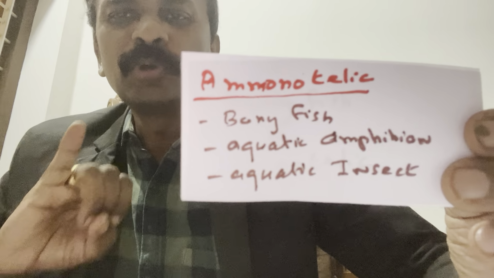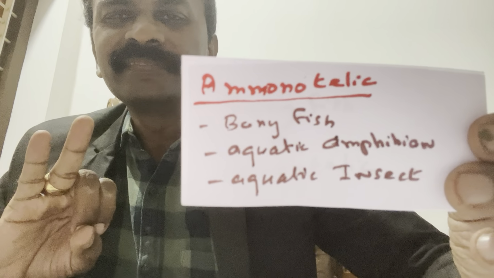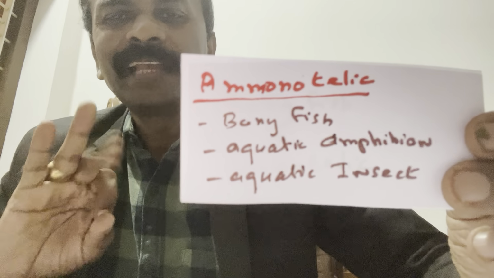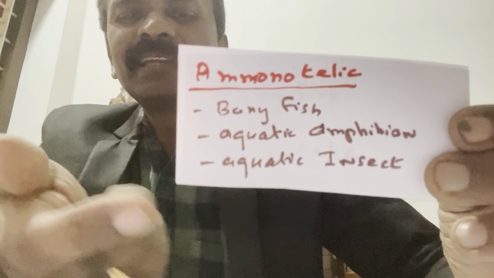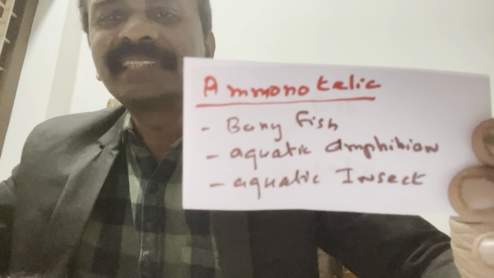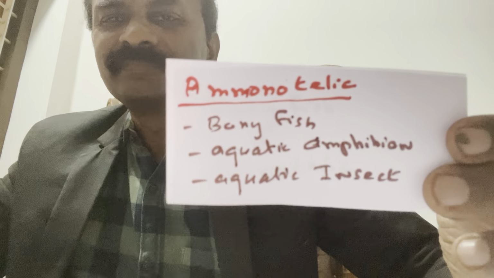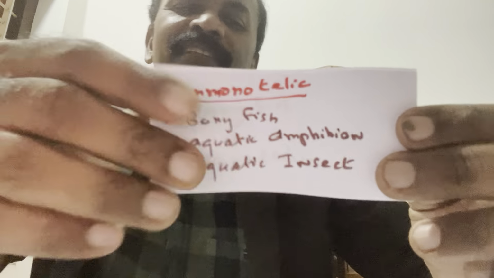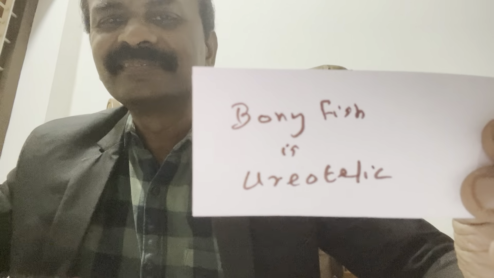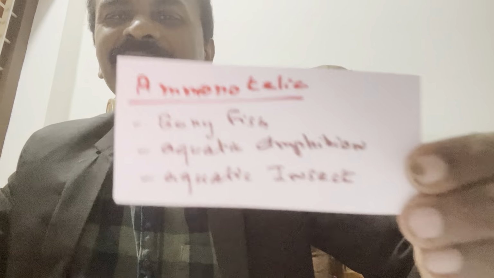Bony fish, ammonotelic. Aquatic amphibian, ammonotelic. Aquatic insects, ammonotelic. The word aquatic is very important because land insects and land amphibians come under a different category. If you know this thoroughly, you can answer this. It is a wrong statement. So this is the correct statement.